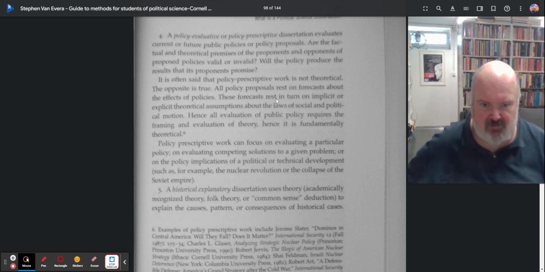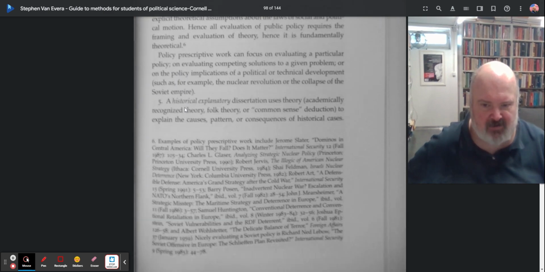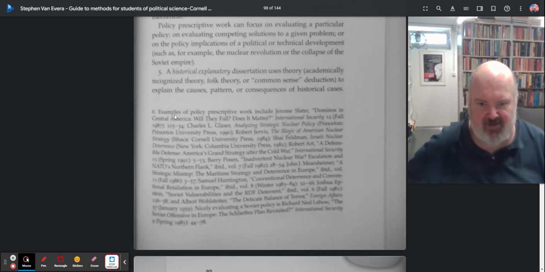These forecasts rest in turn on implicit or explicit theoretical assumptions about the laws of social and political motion. Hence, all evaluation of public policy requires framing and evaluation of theory. Hence, it is fundamentally theoretical. And he gives an example of this, right? Chapter 6. And mostly, again, foreign policy, right?